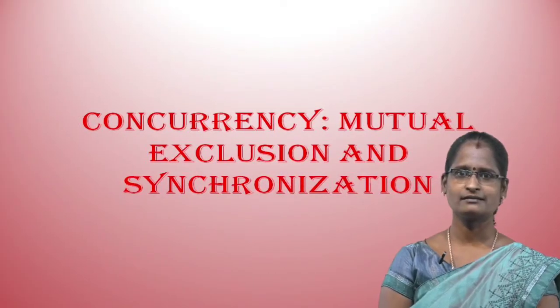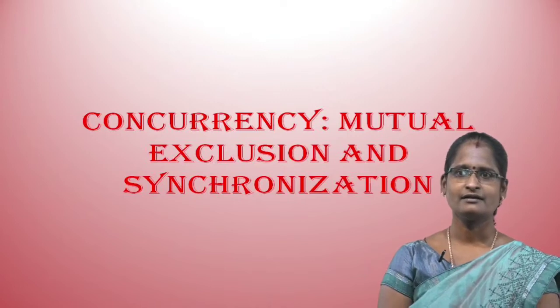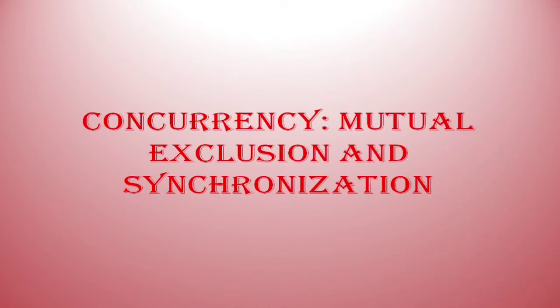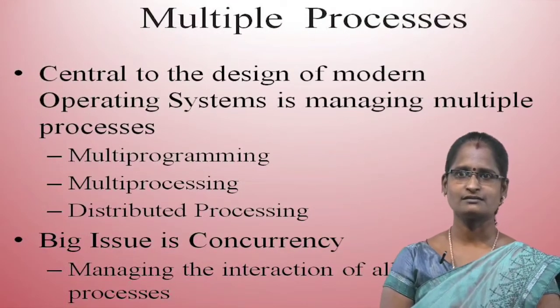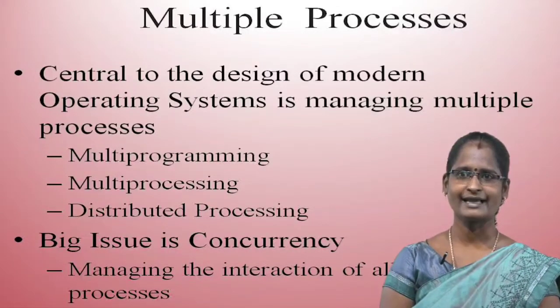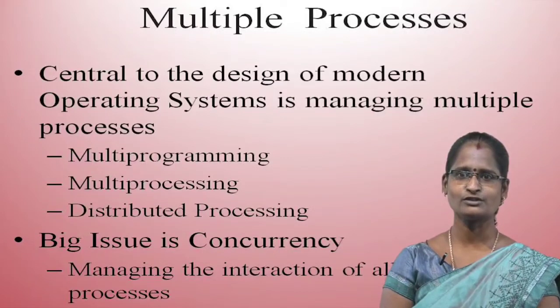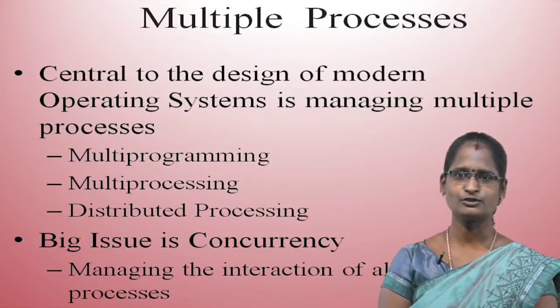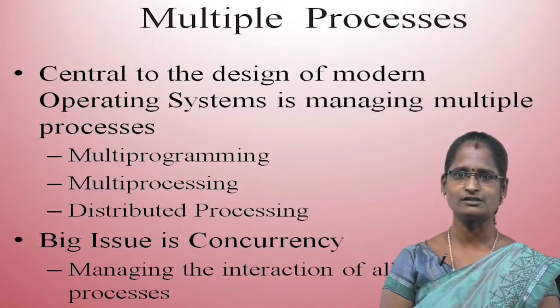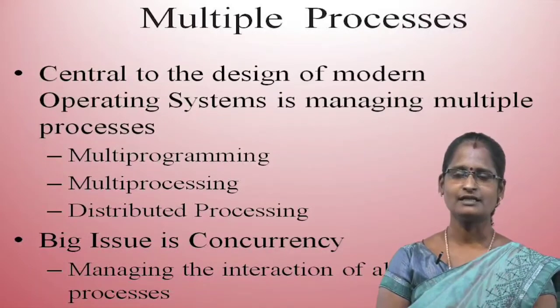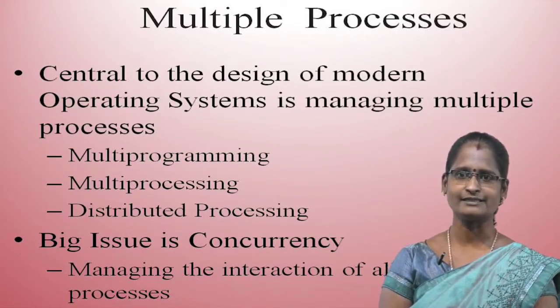Let us see the topic: concurrency in operating system. Concurrency, mutual exclusion and synchronization. Multiple processes. Central to the design of modern operating systems is managing multiple processes. First one, multiprogramming; second one, multiprocessing; third one, distributed processing. Multiprogramming is the management of multiple processes within a uniprocessor system. Multiprocessing means the management of multiple processes within a multiprocessor. And third one, distributed processing, the management of multiple processes executing on multiple distributed computer systems.